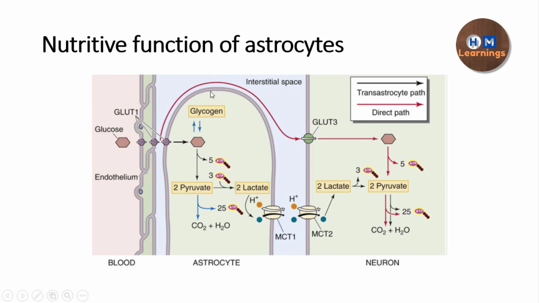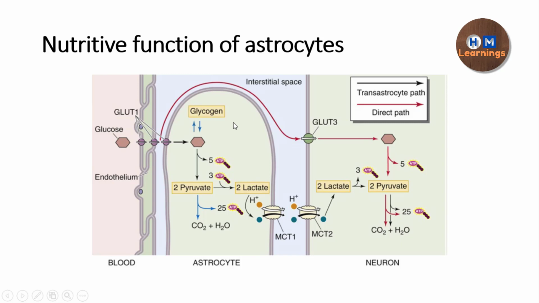But what happens is that there could be variations in the blood flow, or there could be variations in the activity of the neuron. So there must be some substrate buffer, so that even though there is variability in the blood supply and variability in the neural activity, the nutritive function is still present. That is being maintained by the astrocyte.